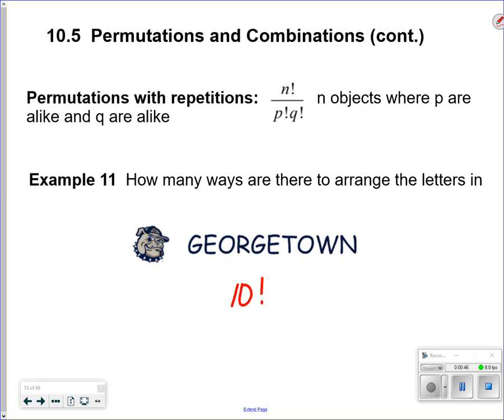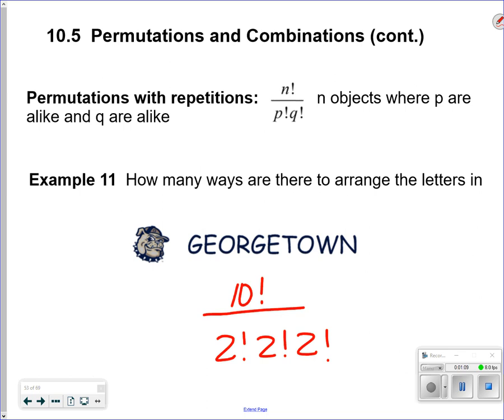With that being said, there are some repeating letters. For every letter that repeats, that's where the p and the q come in. There are two G's, so that's 2 factorial. And there are 2 O's, so that's 2 factorial. And there are 2 E's, so another 2 factorial. Now, if there were 3 of a letter, it would be 3 factorial, and so on.